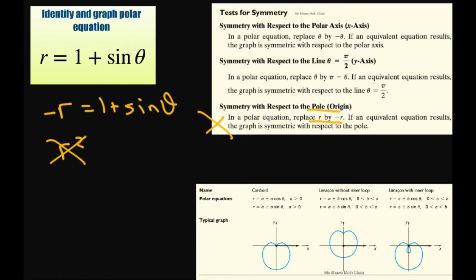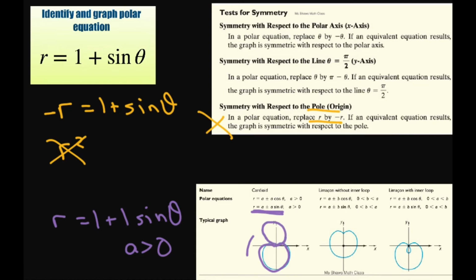Now this is a cardioid because it has this form with sine. My a is 1, so I could write this as r equals 1 plus 1 sine of theta. And my a is positive, and it's going to look something like this. It's either going to be down here or up here because it's symmetric to the y-axis.